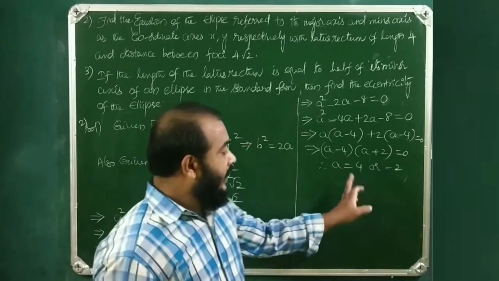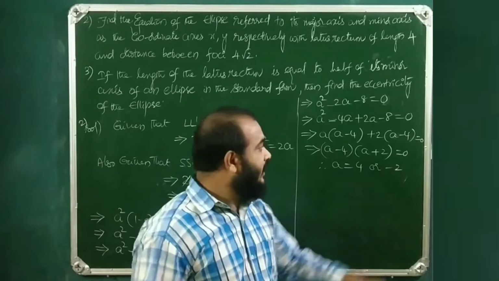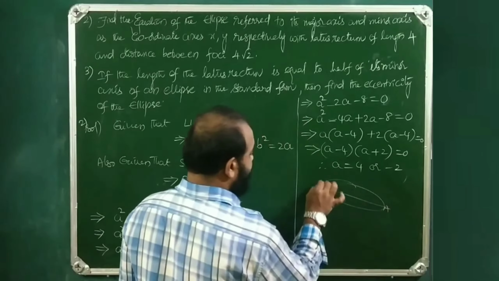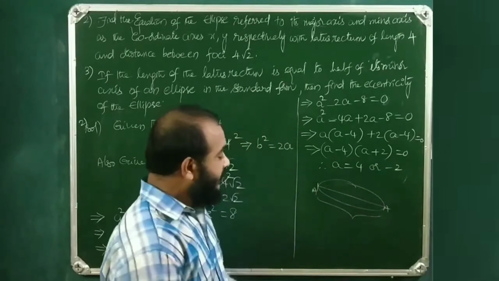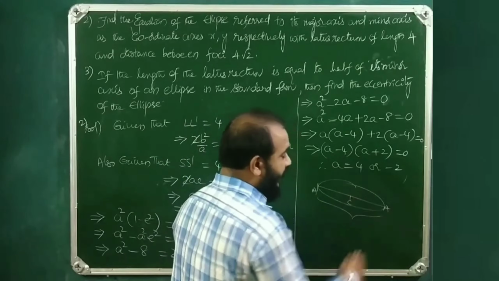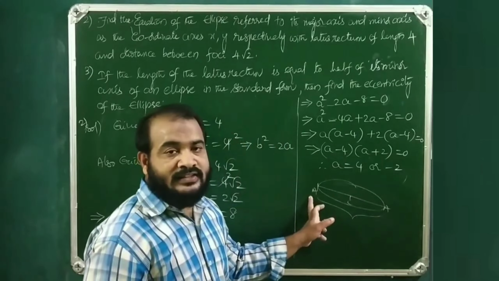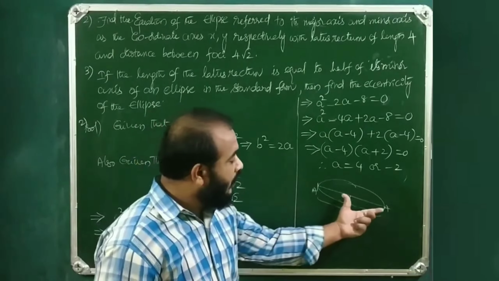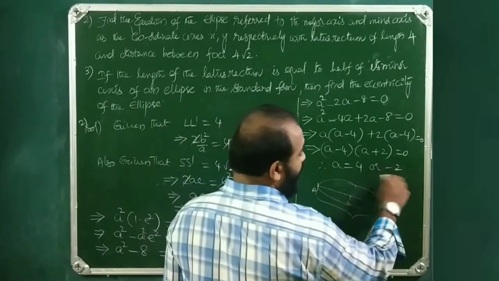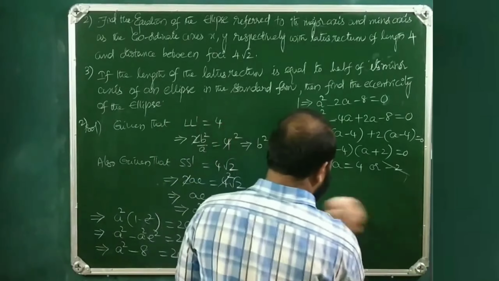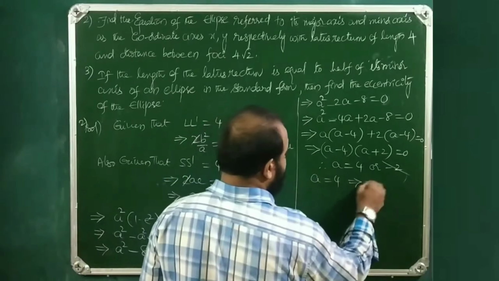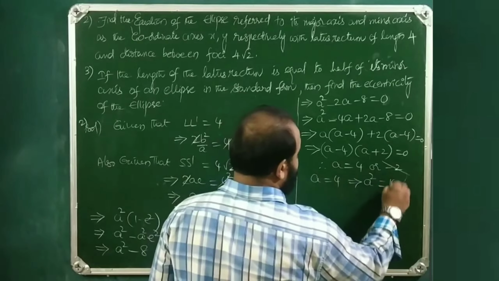But a cannot be equal to minus 2, because a is this, A A', which is 2a, the length of the major axis, and a is from C to A or C to A', the semi-major axis. The length of the semi-major axis is always positive, therefore it should not be minus 2. Therefore a equals 4. From this, a square equals 4 square, which is 16.